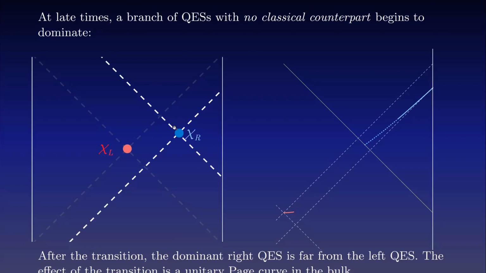And in particular, after this transition, this exchange of dominance, the dominant right quantum extremal surface is far from a left quantum extremal surface. And in fact, it is a right quantum extremal surface and not a left quantum extremal surface. It is not quantum extremal with respect to this side. The effect of this transition in dominance is actually the unitarity of the Page curve. So this new quantum extremal surface is responsible for the downward leg of the Page curve.